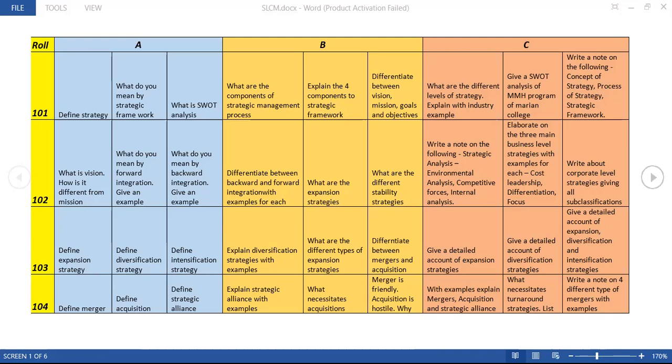Then turnaround strategy. Turnaround strategy means a company which is going through a mediocre, mundane situation sometimes turns around into something all new, it transforms into a new organization. There's a sea change happening in the organization. That is what turnaround strategy is. Then moving on to the next portions.